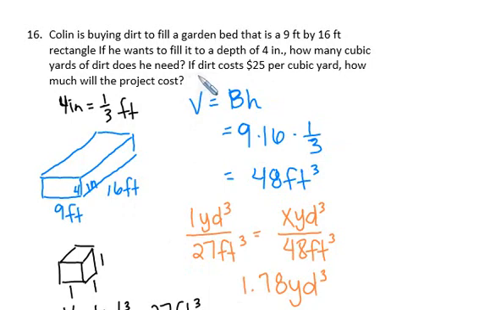The second question says, if dirt costs $25 per cubic yard, how much will the project cost? So this is how many cubic yards we have. It's $25 for each cubic yard. So we would just multiply this by $25, and that will give us a total of $44.44 that we will spend in order to buy dirt to fill this garden.